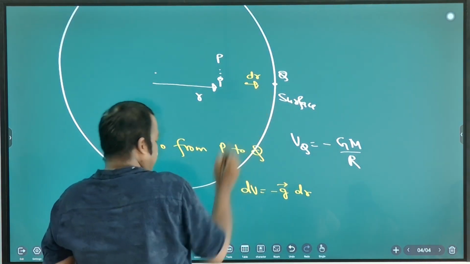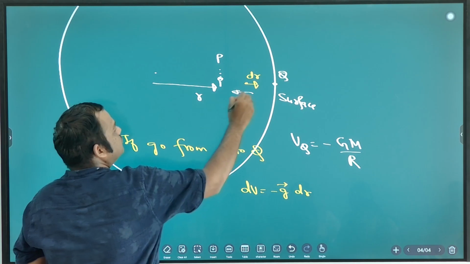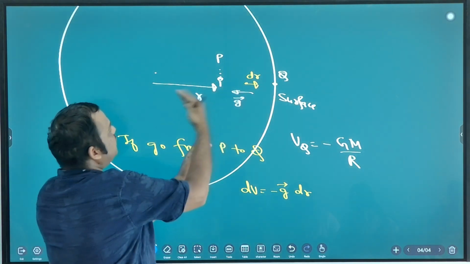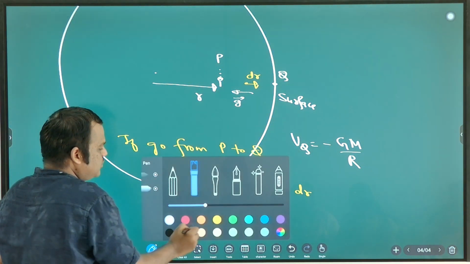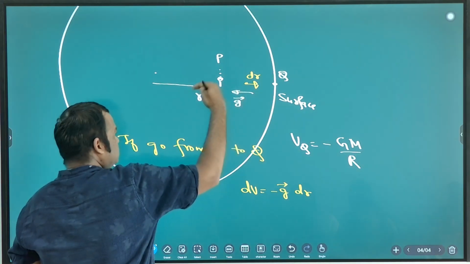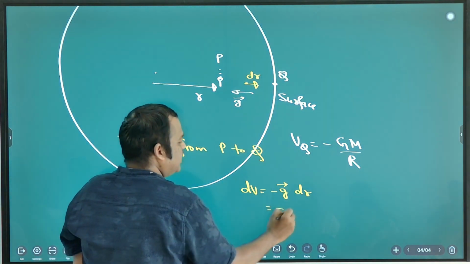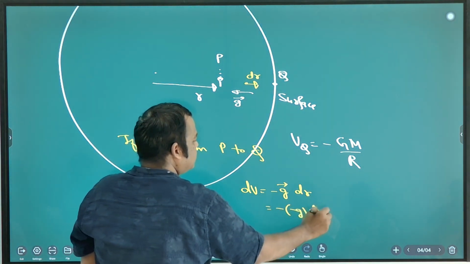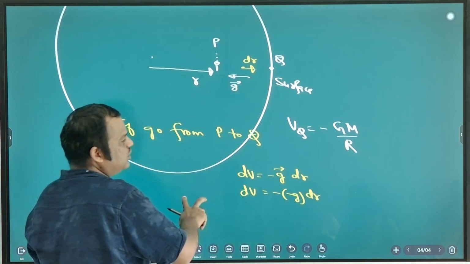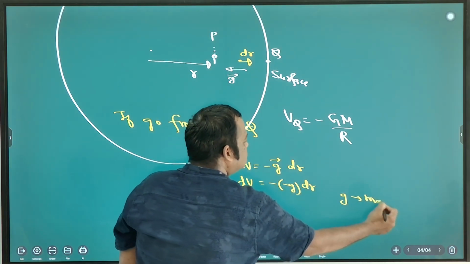Now what is the direction of the g vector here? The g vector is towards the center, and I am going away from the center, so you write minus g. Now what is the value of g? Here g is the magnitude.